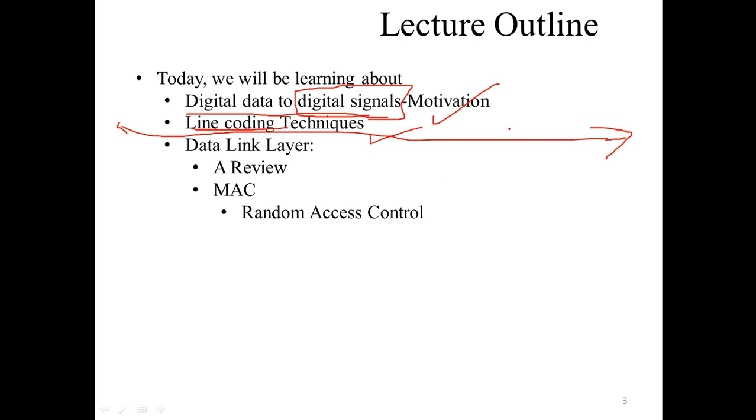After completing this topic of the physical layer, we will go towards the data link layer, and we will start with a review of the data link layer, as well as we will look at some kind of protocols, that is medium access protocols or medium access control protocols. These are MAC protocols, and in that we will look at random access control protocols as well. If time allows, we will also start the data link layer, but let's see how long it will take to complete these line coding techniques in the physical layer.